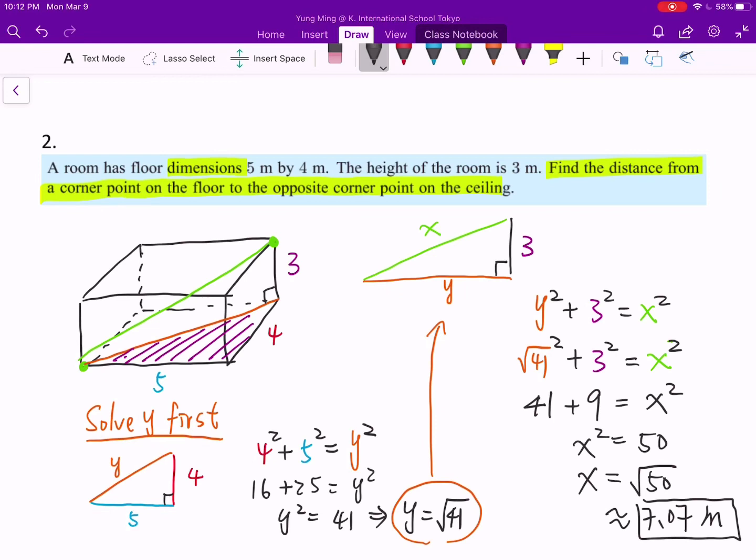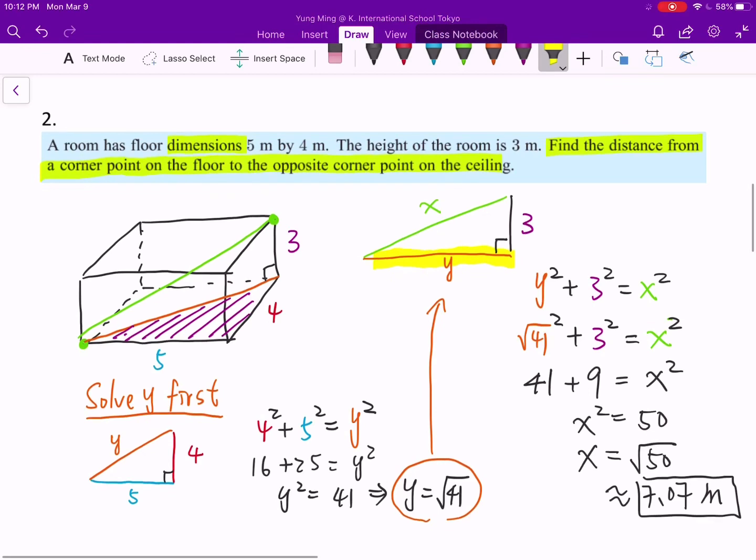Take a look. This is the first time that we are using the Pythagoras twice. We use Pythagoras the first time to find out one of the sides we need to know in order to solve for the unknown, which is Y. And then we use that to solve for our X, which is exactly what we need to solve for at the end. Question number 3.